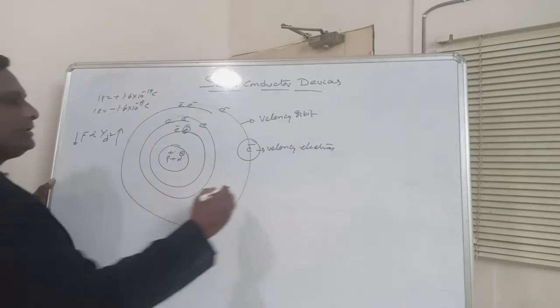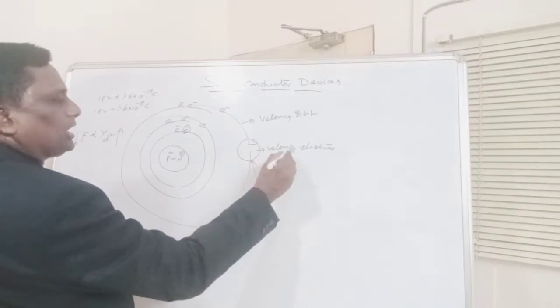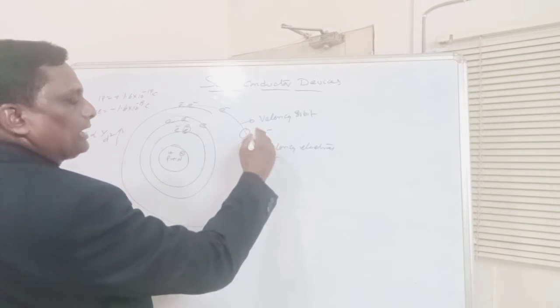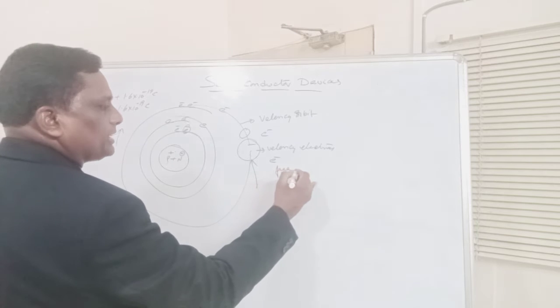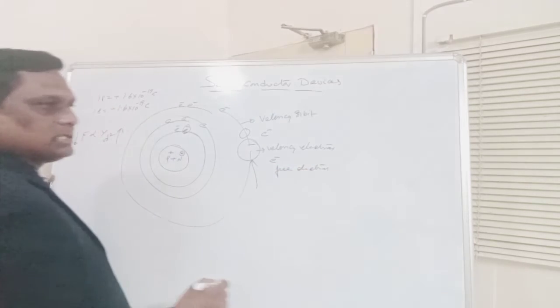So if you give some energy to this electron, that electron will jump from one orbit to the other orbit, and from one atom to the other atom, or become a free electron. These become free electrons, which cause the flow of current.